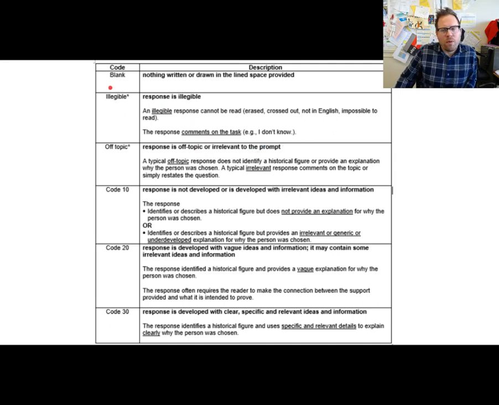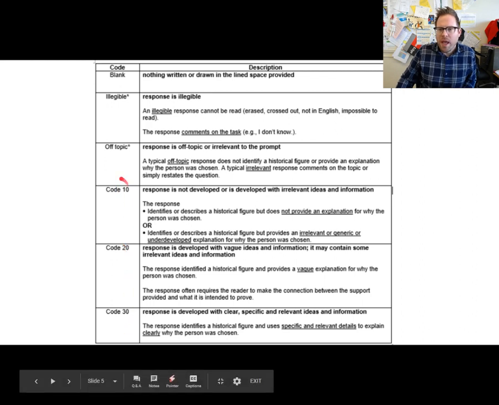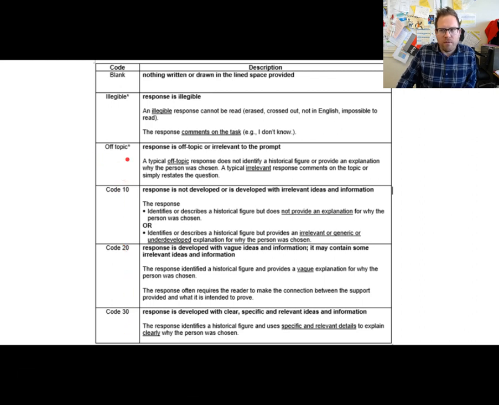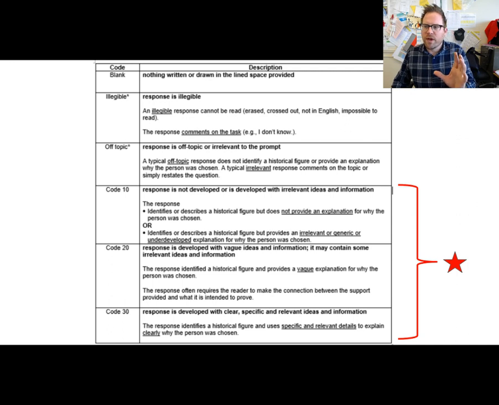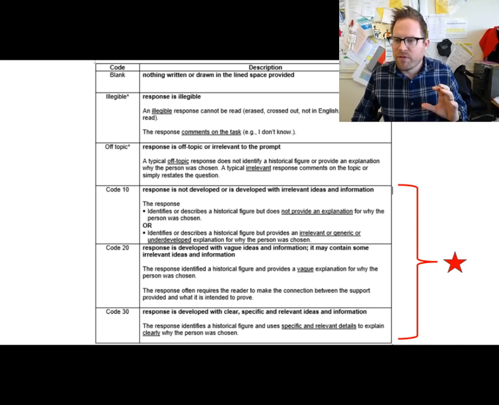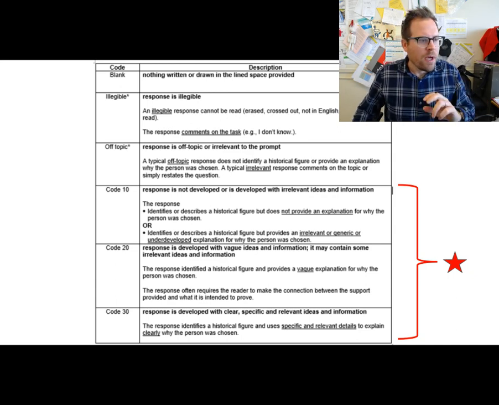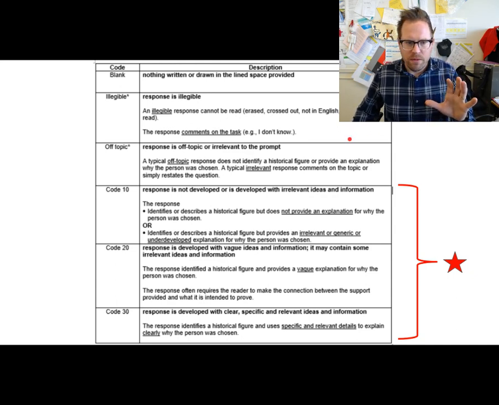This question was marked on a scale from blank to a code 30, and I'm going to focus on code 10, code 20, and code 30, because for most of us this is the range where we fell. I'm not going to worry about the blank, off-topic, or illegible at all right now. What I'm going to worry about is code 10, code 20, and code 30. I'll go through each of these.